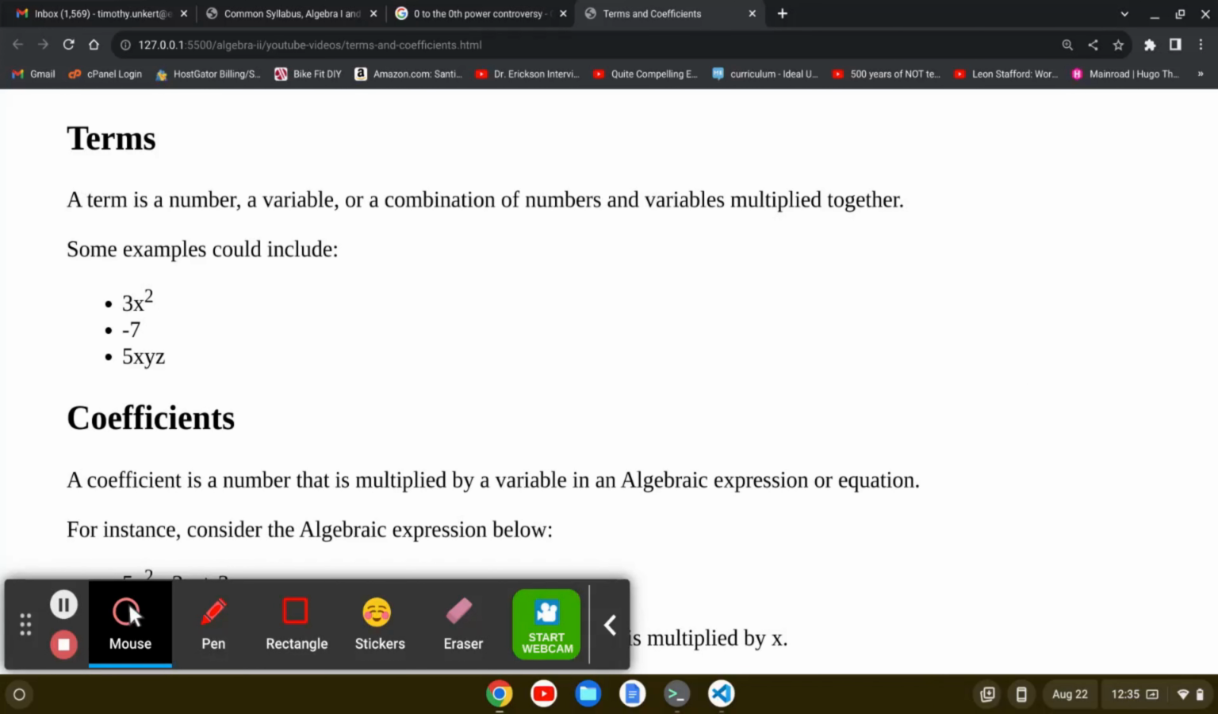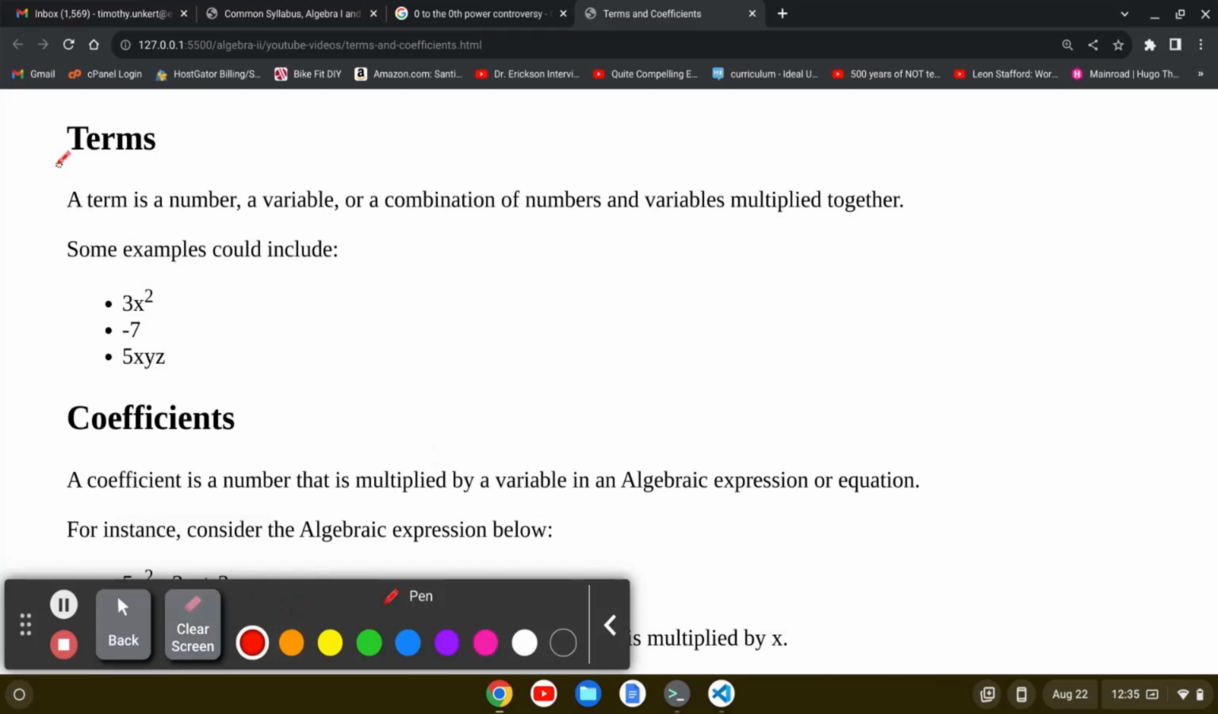In this video, we're going to talk about terms and coefficients in algebraic expressions. So what is a term? Well, a term here is a number, a variable, or a combination of numbers and variables multiplied together. Here are some examples. Let me circle them.